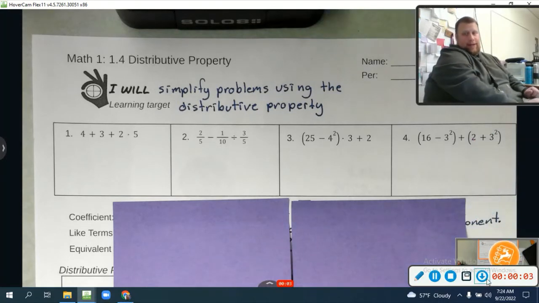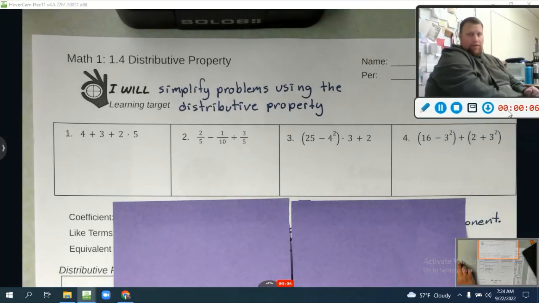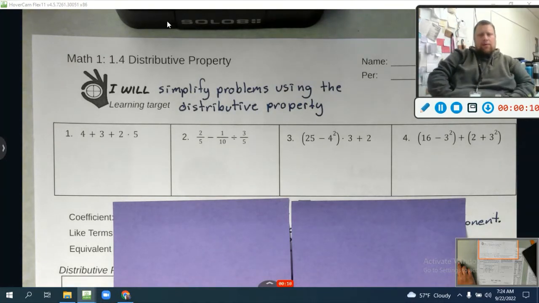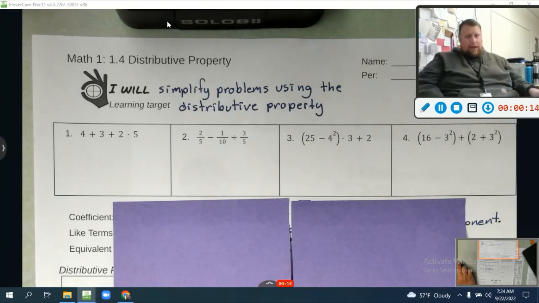All right, let's get into this. This is 1.4, the distributive property. Go ahead and write down your learning target, which is: I will simplify problems using the distributive property. Take a minute, work out these warm-up problems, and we'll talk in just a minute.